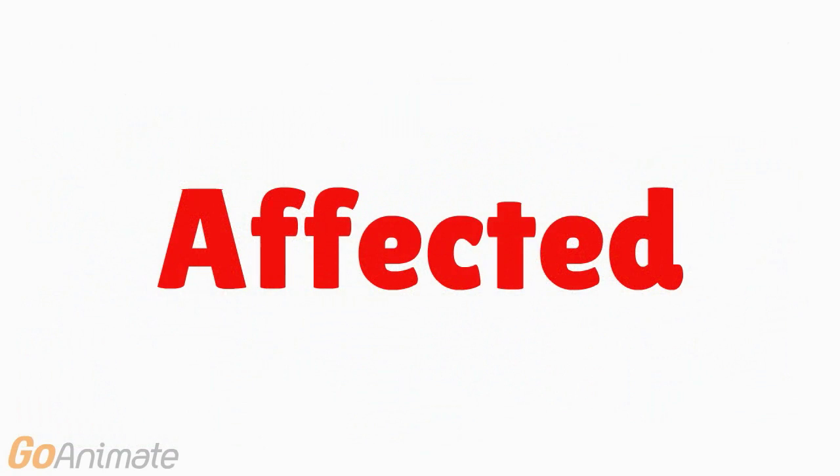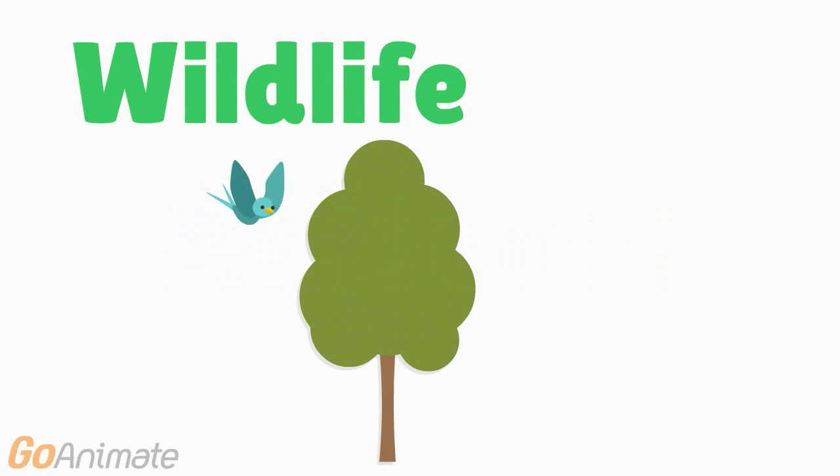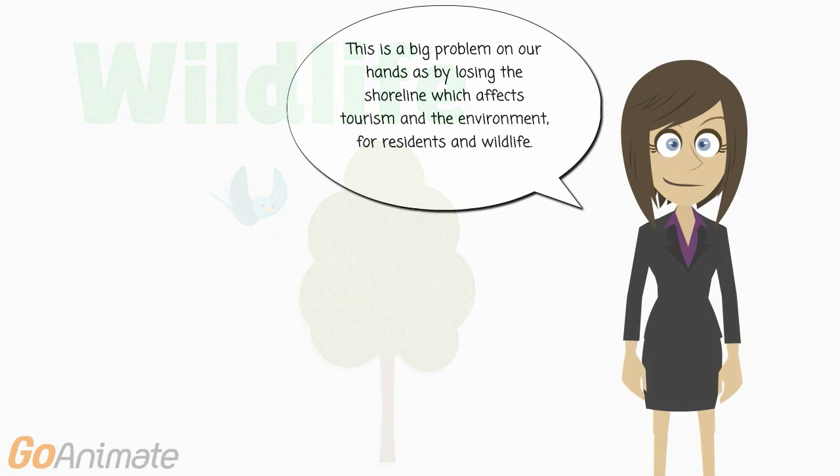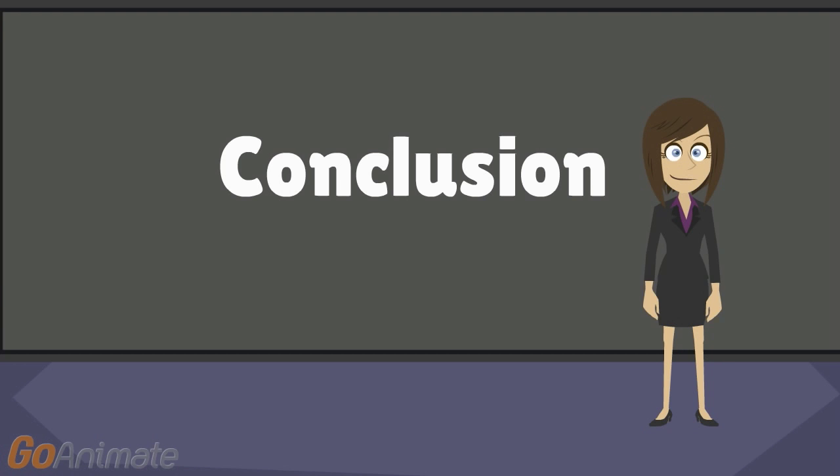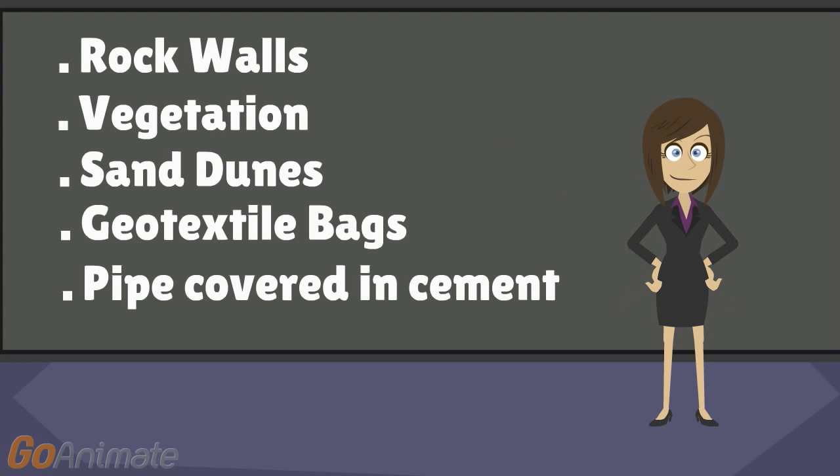Tourism will be affected, as well as the wildlife as they lose their habitat. This is a big problem in our hands as we're losing the shoreline, which affects tourism and the environment of residents and wildlife. In conclusion, currently a lot is being done to reduce coastal erosion in the Maroochy River and Cotton Tree Beach beachfront. Solutions so far include rock walls, vegetation of sand dunes, geotextile bags, drones, and pipelines covered in cement.